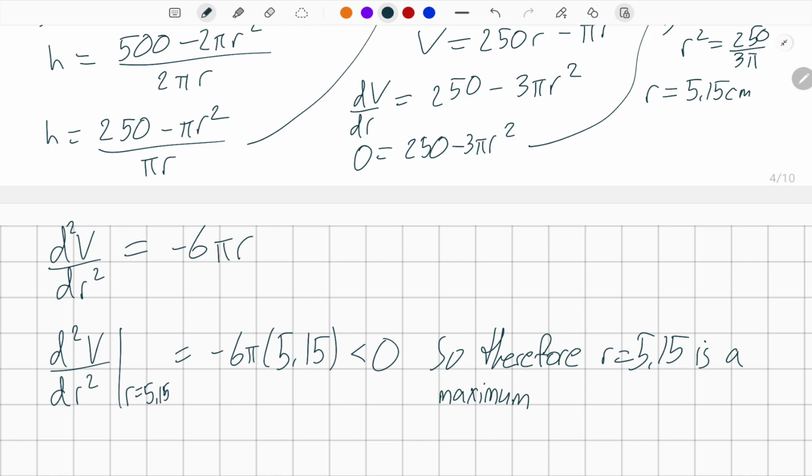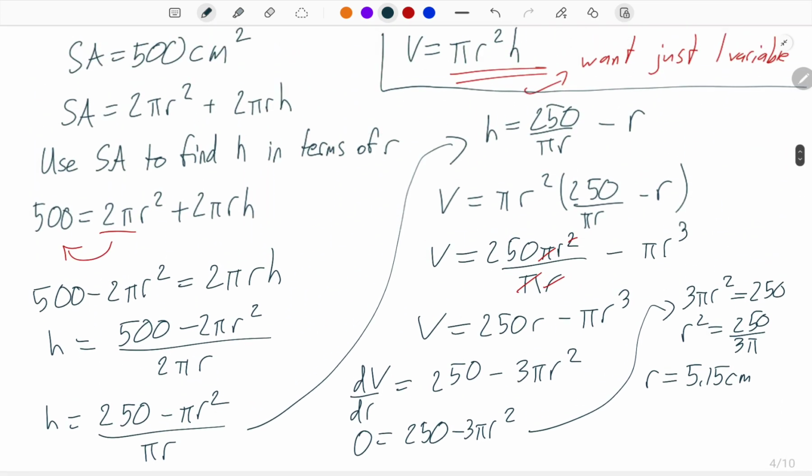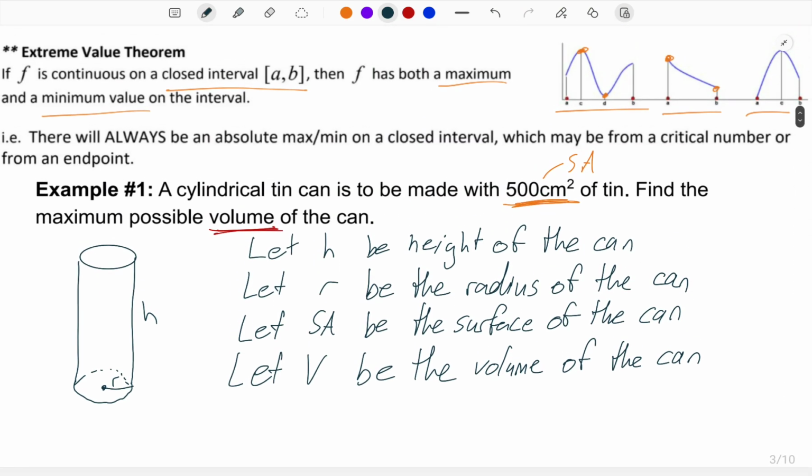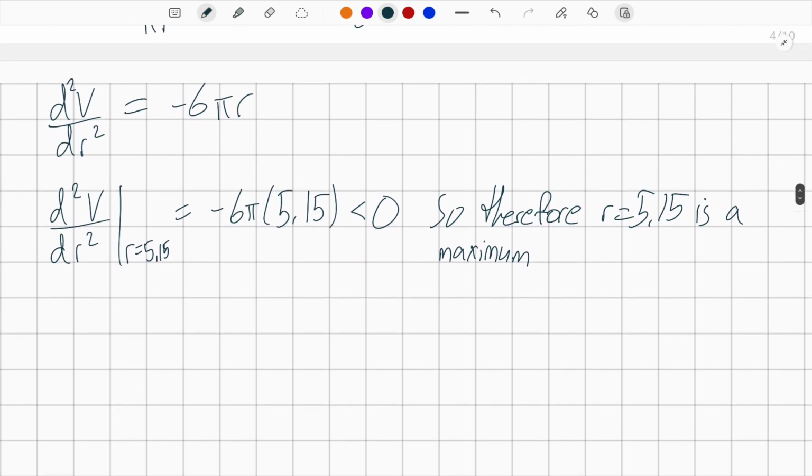Okay. And what is that maximum volume? That's the actual answer, if we go back to the question, it is asking us to find the maximum possible volume. So let's plug it in.